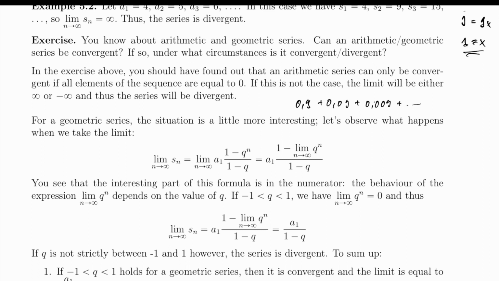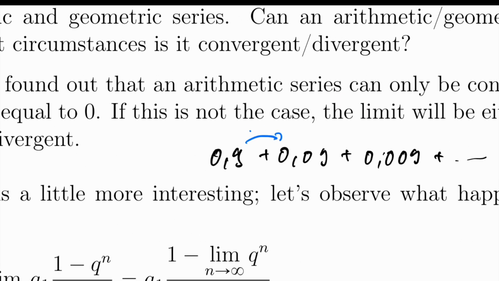Another argument is that you say, okay, 0.9 plus 0.09 plus 0.009 plus, that fits into the framework of a geometric sequence or series here, with times 1 over 10 as q. So here q is 1 over 10 and a1 here is 0.9.